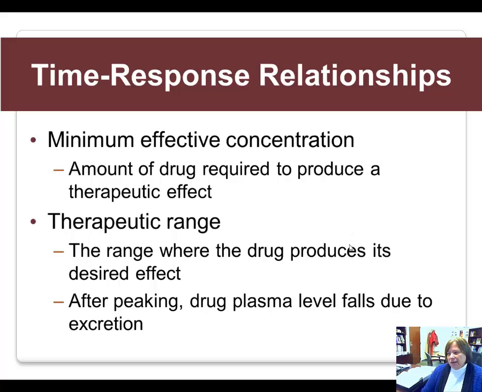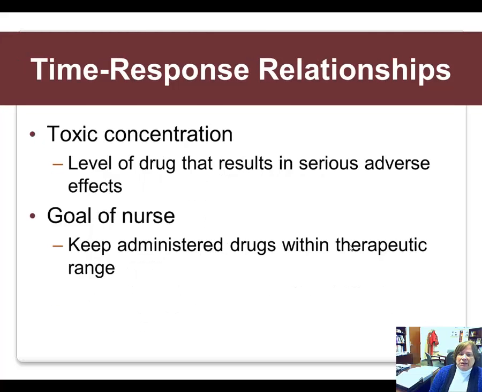Now let's look at another aspect that you do come in contact with in clinical practice. It's called time-response relationships. This is talking about the therapeutic range of a drug, where it has its most desired effect. It's the peak and trough, and I'm sure those of you who have been given antibiotics in clinical practice have been using the peak and trough aspect of a medication. A toxic concentration is the level of drug that leads to serious adverse effects, which you don't want. The goal is to make sure the drug is within the therapeutic range by getting peak and trough levels of a medication.